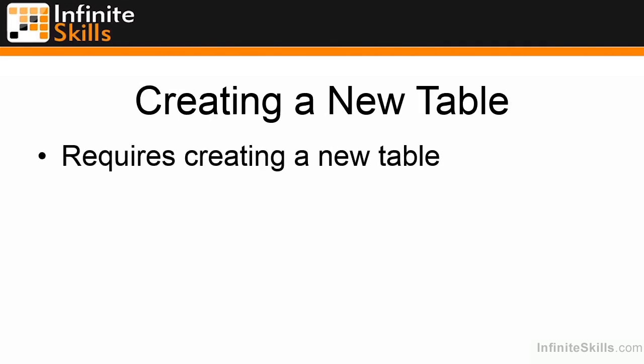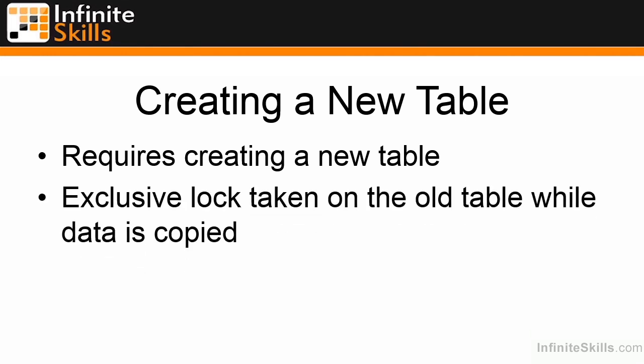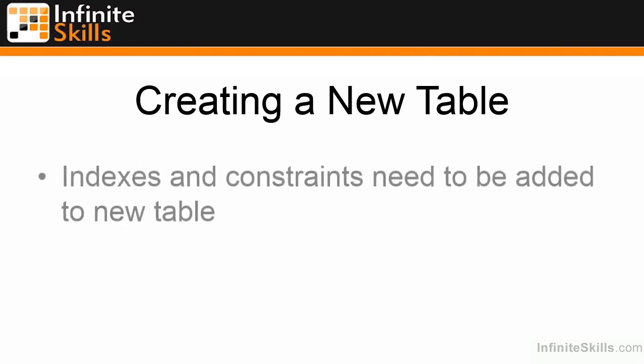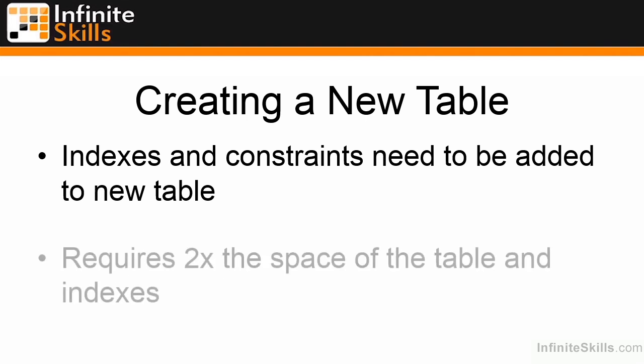Now, the other option is to create a new table. Downside here, this requires creating a new table. Once you've created that new table, you're going to want to make sure that you take an exclusive lock on the old table while you're copying the data across. Typically, this is going to be done doing an insert into the new table, select star from old table with tablock, which is going to take a lock on the entire table, preventing anybody else from using the table. Once the data copying is done, you'll then rename the tables and then have to add all the indexes and constraints back to the new table once you've dropped the old table.